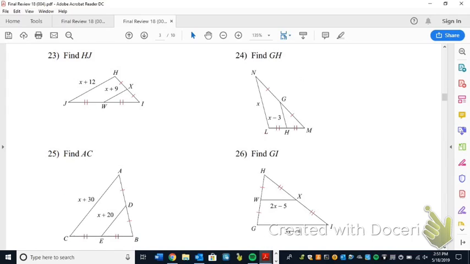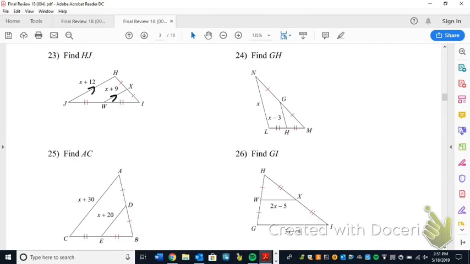So, on to 23. On 23, we are talking about the Mid-Segment Theorem. So if, like, XW here is a mid-segment, we know that because it's halfway in between, it connects two midpoints. So we know that X is a midpoint, we know that W is a midpoint, so when we connect those two, we get a mid-segment. So we know that a mid-segment is parallel to the third side, but more importantly for this, half the length.